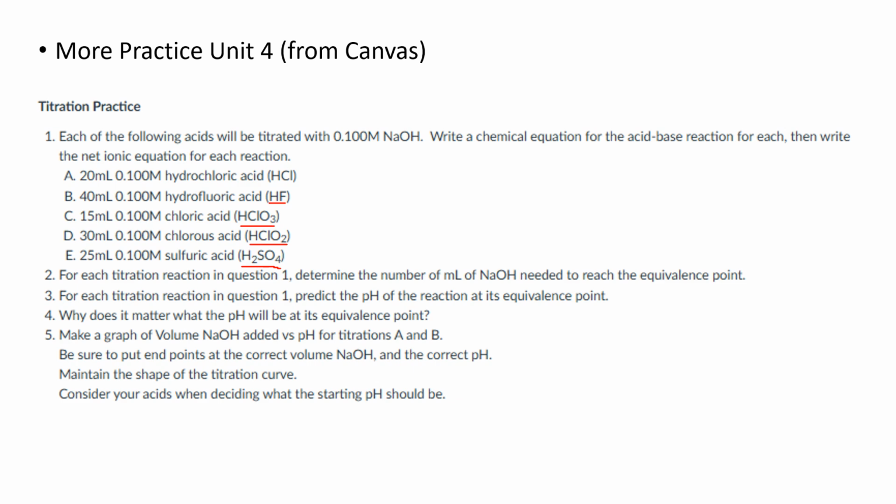Okay, question 2. For each titration reaction in question 1, determine the number of milliliters of NaOH needed to reach the equivalence point. Remember, equivalence point means that our hydroxide and our H+ are equivalent. We have the same amount of acid and base in our reaction. Because the base that we're titrating with up here is 0.1 molar.